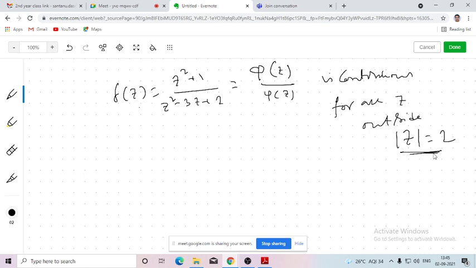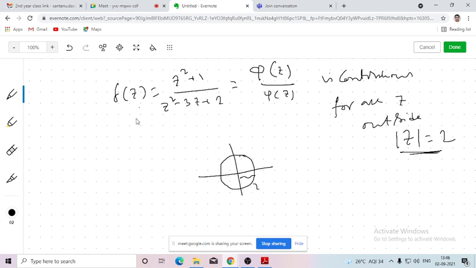So what does it represent geometrically? Mod z equals to 2. The position from the origin is 2. Now what is the geometrical significance? This will represent a circle with center at (0, 0) and radius 2 unit. Is that clear? Yes, sir. So that means we are considering a circle with center at (0, 0) and radius as 2 unit.